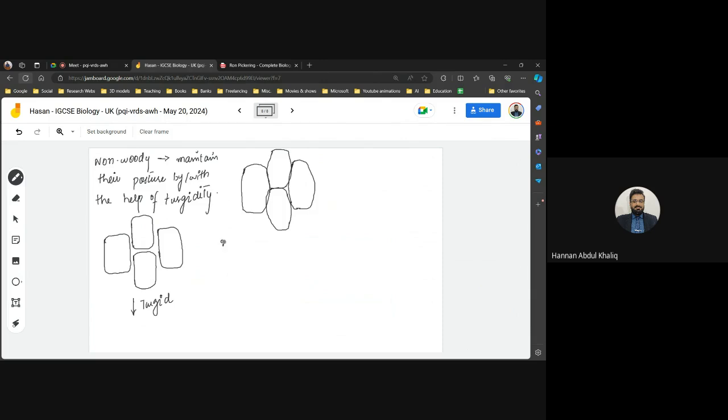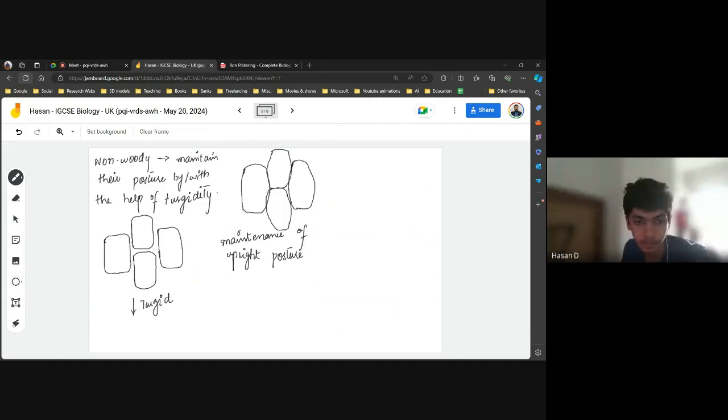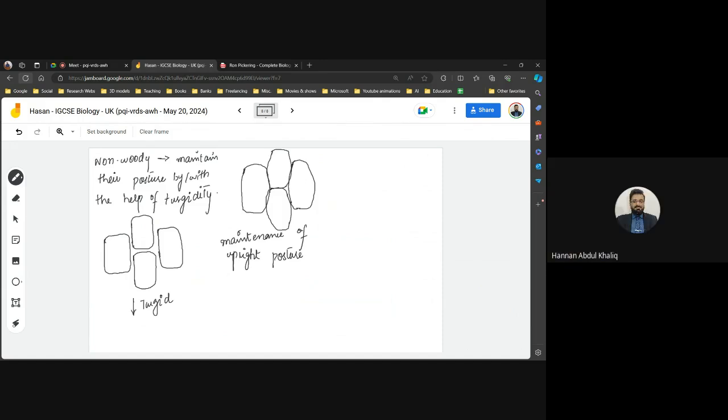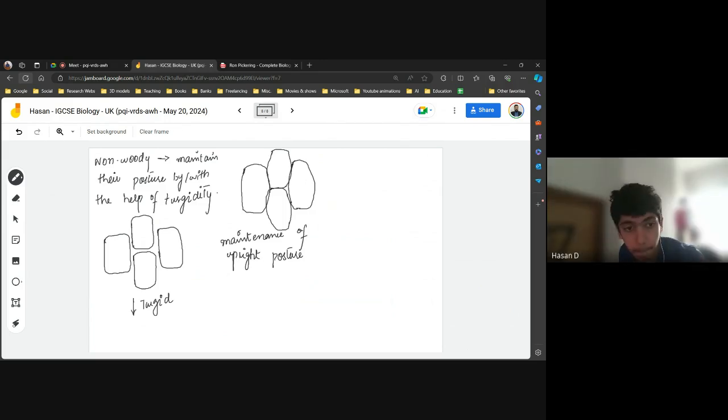So basically, the maintenance of upright posture is the real significance of these turgid cells. Is it clear? Yes.